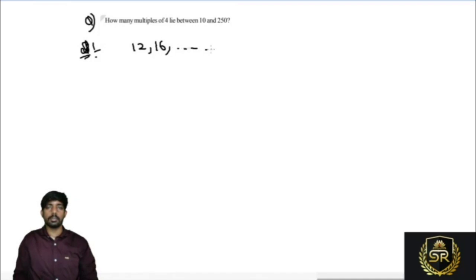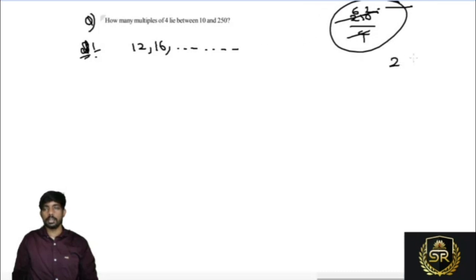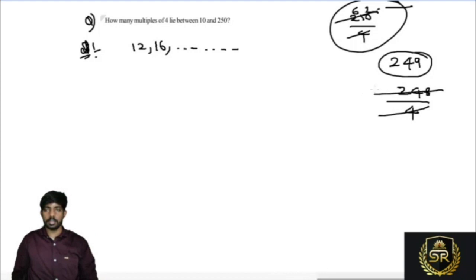And so on, up to 250. 250 is what? Not a multiple of 4, right? Let us check: 4 sixes are 24, 1 comes here, 10, 4 twos are 8, so you are getting a remainder. So this is not a multiple of 4. Next, 249 is not a multiple of 4. 248 is a multiple of 4. If I divide, 4 sixes are 24 and 4 twos are 8, 62 you are getting. That means 248 is a multiple of 4. Therefore, this is the last multiple.